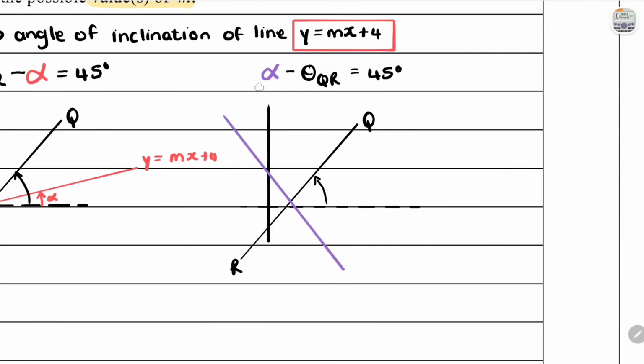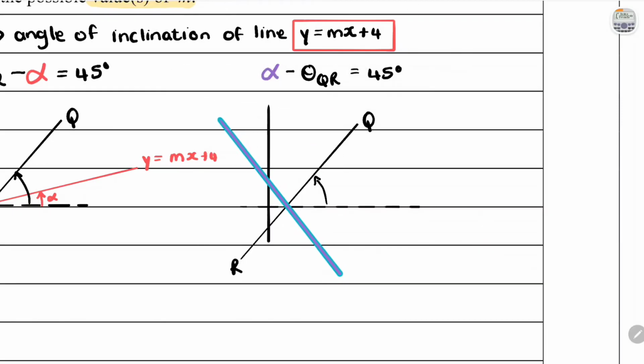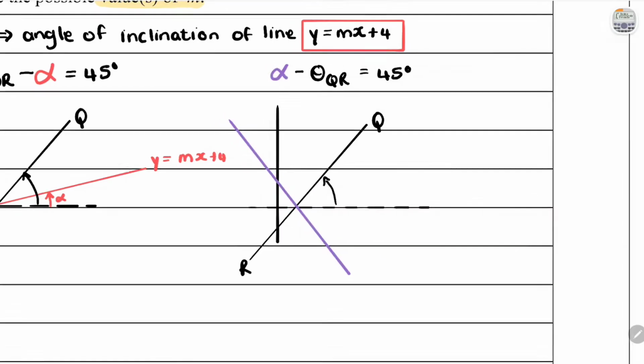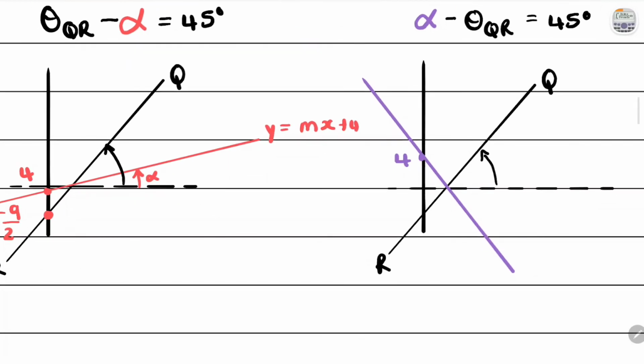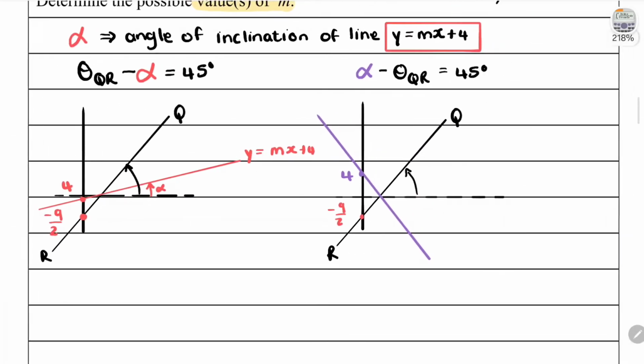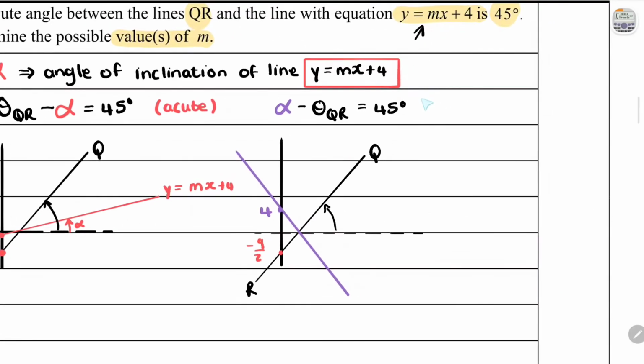Okay, so these are two possibilities that we're going to have to take into account. So this could just look like that. And again, the diagram is not drawn to scale. So in this case, here the y-intercept would still be 4, and here the y-intercept would still be -9/2. So we have to consider both cases. In this case, alpha could be acute, and in this case, alpha could be obtuse.